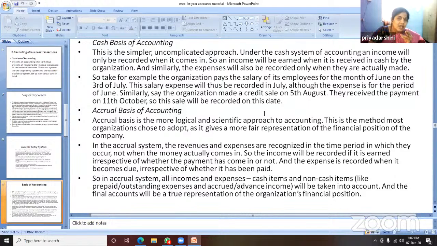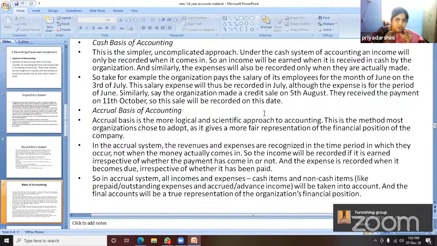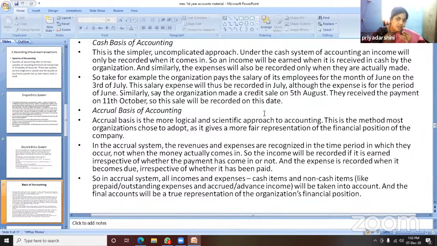So as and when that transaction occurs, on 5th August, that date we have to record under the accrual basis of accounting. It does not matter whether we are receiving the amount immediately or paying it immediately. As and when that event occurs, only then do we record the transaction under the accrual system. So in the accrual system, all incomes and expenses, cash items and non-cash items like prepaid and outstanding expenses and accrued and advance income will be taken into account.